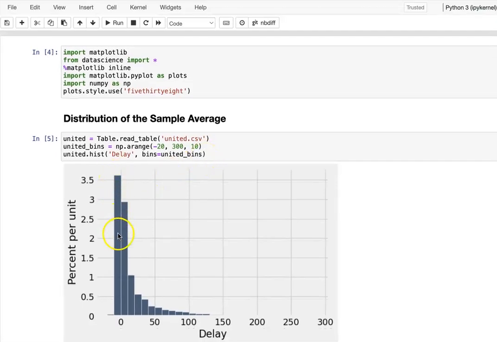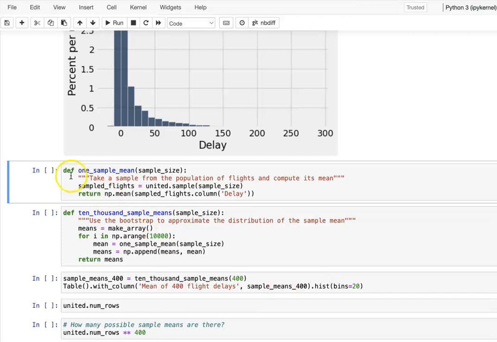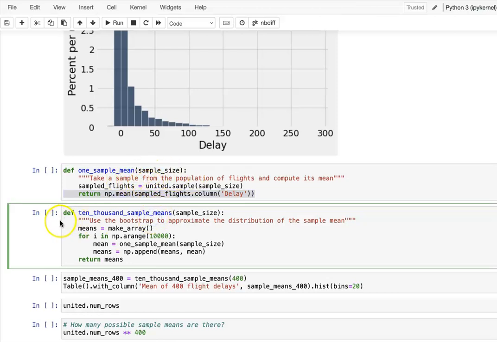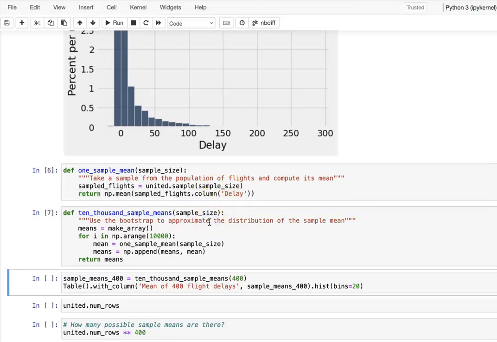So here's the original population distribution for the delay. It's a very right-skewed distribution. Okay, so then remember, for each sample, we write a function called one sample mean. Passing the sample size, it returns the mean of the sampled data. Since we need to do a simulation to find the distribution, given the sample size, we will run 10,000 random samples. So let's redo these two functions.